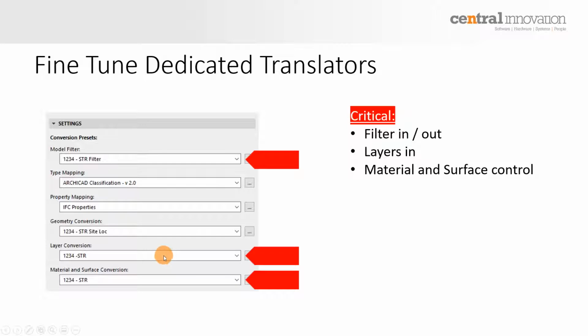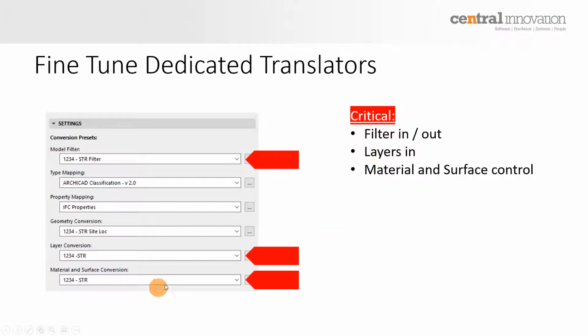I also want to check the layers, since that file comes with layers that are created by Revit, or whatever application was used to create the IFC. And you want to make sure that you know or can control how those layers will be converted back to ArchiCAD.